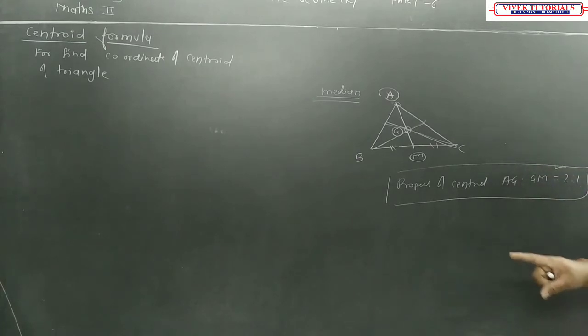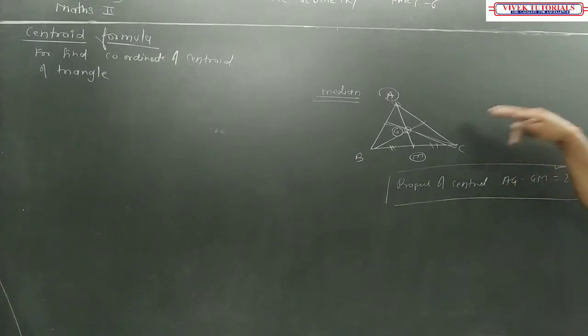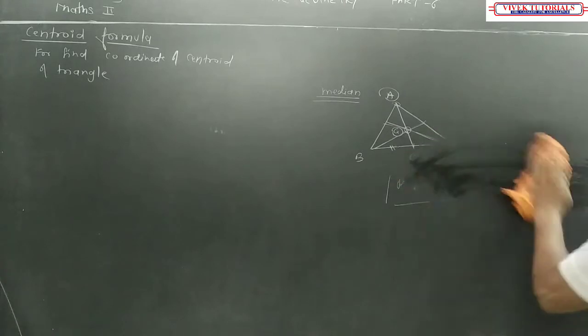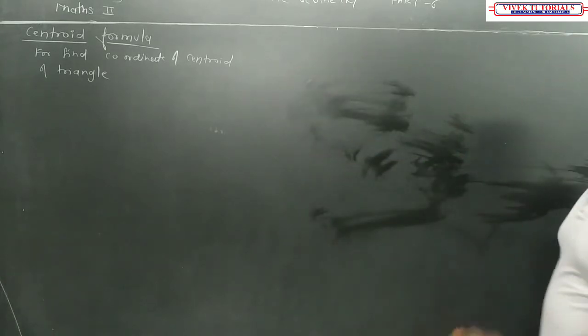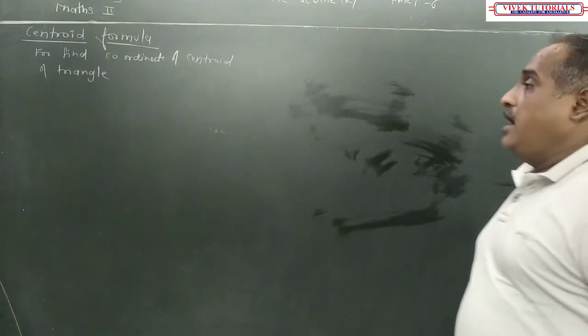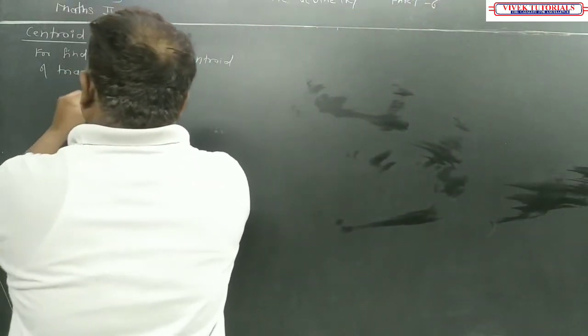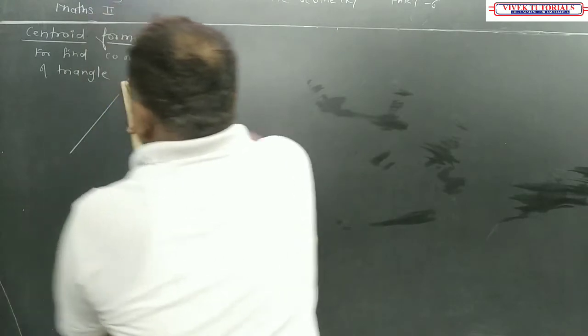If you want to copy down it, you pause the video and you just study on your own way what is meaning of median, what is meaning of centroid, and what is the property of centroid. Okay, तो pause करो वीडियो को और लिख लो if you want, and I will continue with that. See, now for the centroid formula, I will draw a triangle. Say triangle ABC.